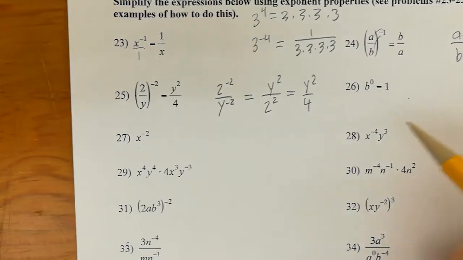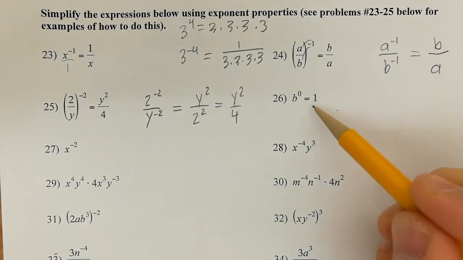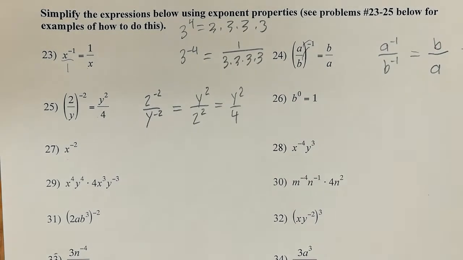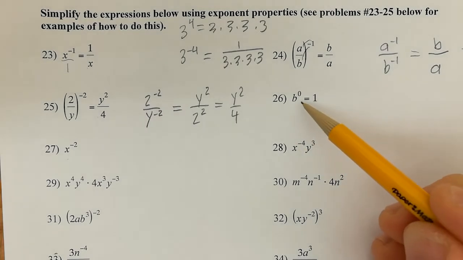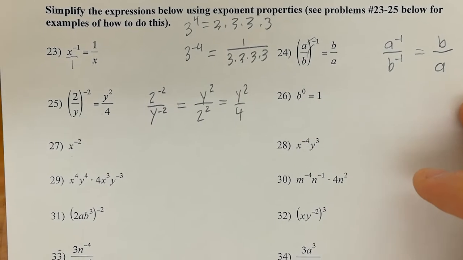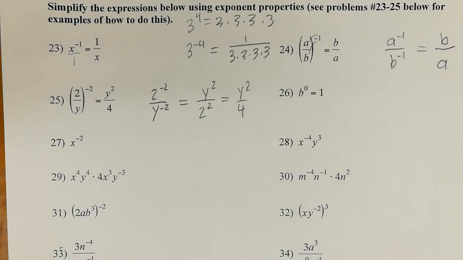All right. If you have a 0 exponent, that basically just equals 1. I'm not going to go into great detail about this. You should have learned this in the past. But yeah, anything to the 0 exponent is 1. If you need a further explanation about why that is, ask me, but I'm not going to go into it here.